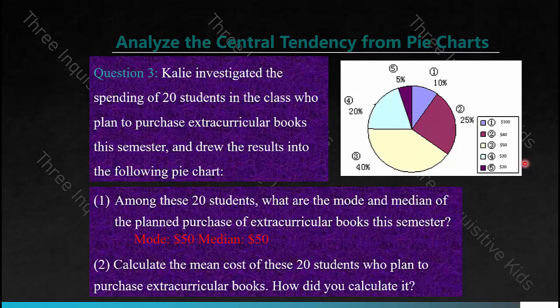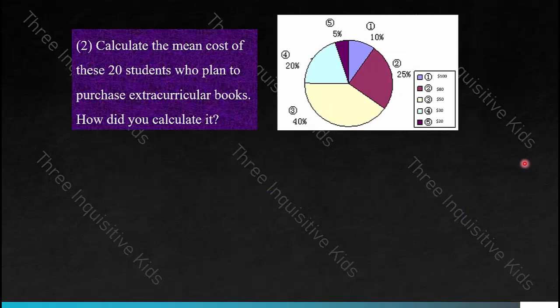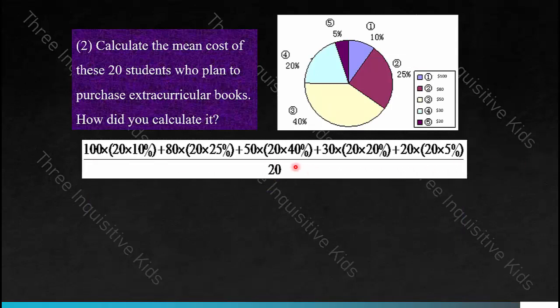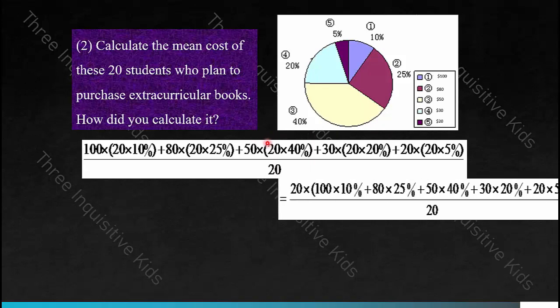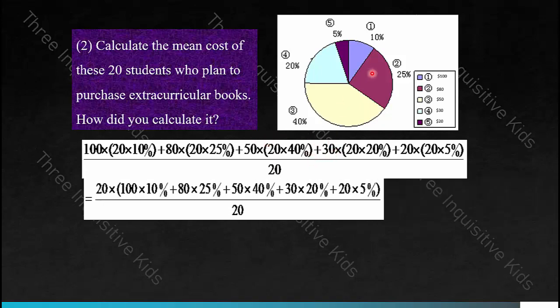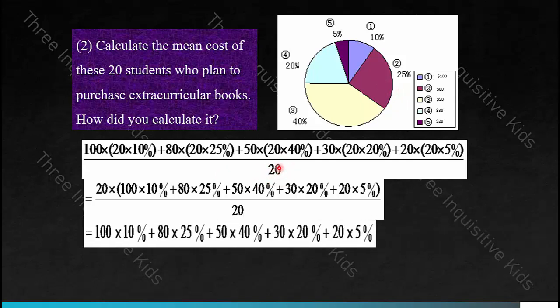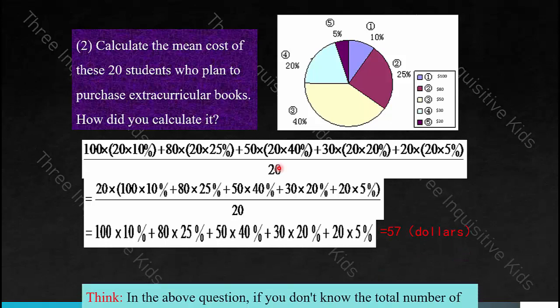Now you have to first estimate the mean cost and then calculate. The mean cost would be shown here. So there is, say, $100 because that's corresponding to this blue part, which is 20 times 10%. So basically you're adding all of these values together and then dividing by 20, because here there are 20 students in the class. And then your final answer would be $57.